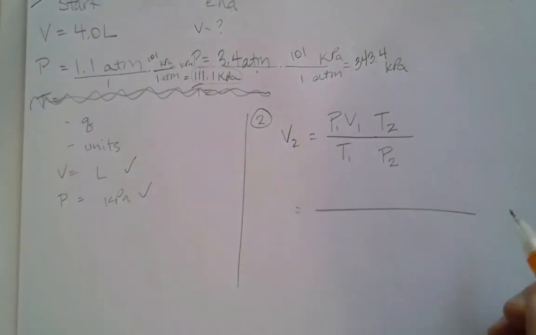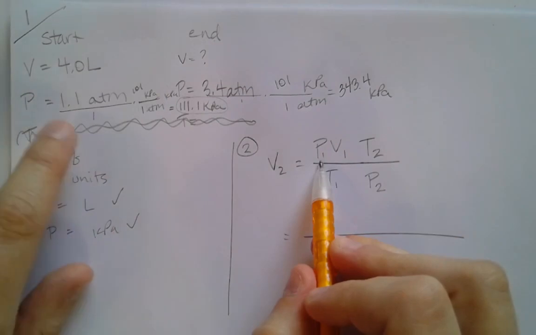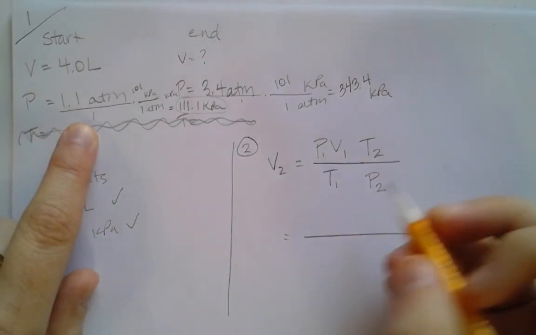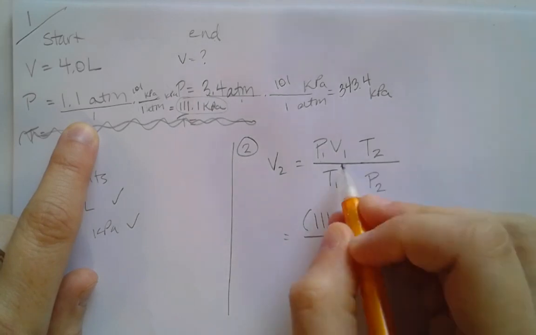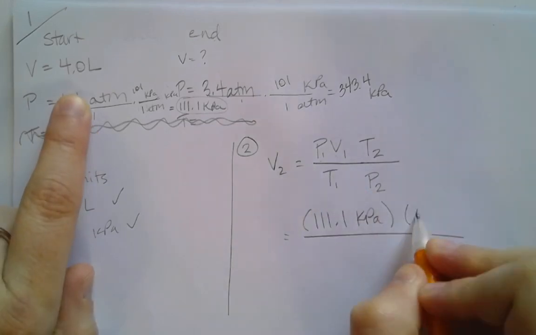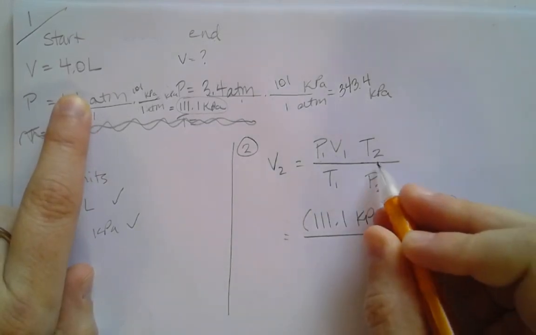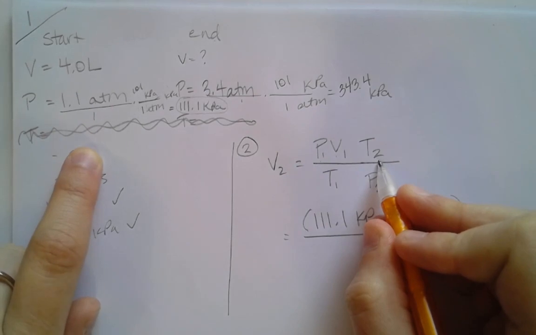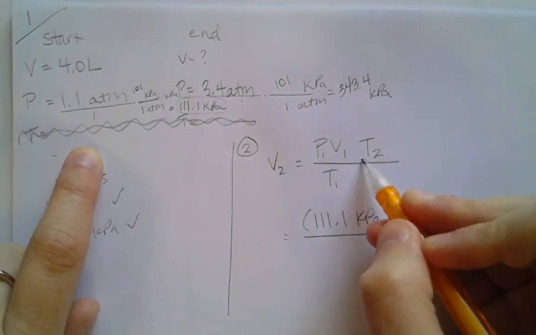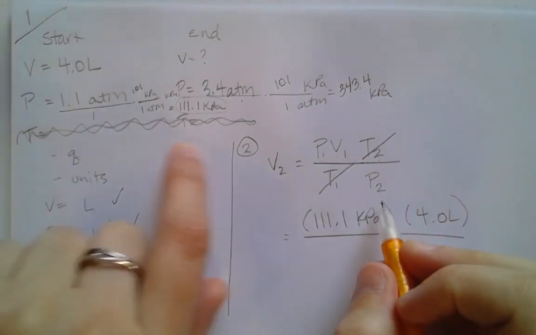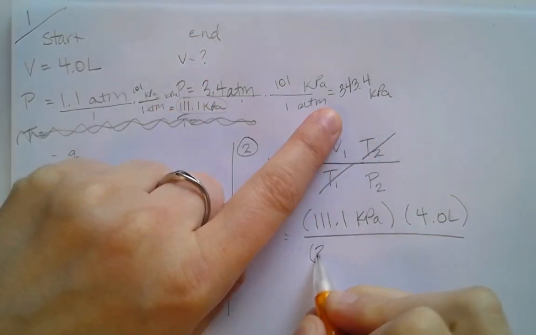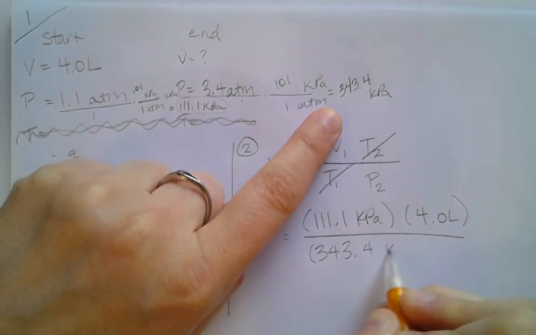Plug in your numbers. Starting pressure, kPa. Starting volume in liters. Ending temperature wasn't mentioned. We're going to assume the ending temperature was the same as the starting temperature, and it's gone. We don't have to worry about it. That P2 is still here though. Your ending pressure is your 343.4 kPa.